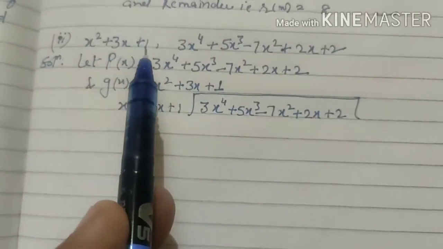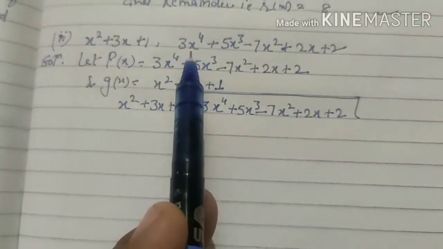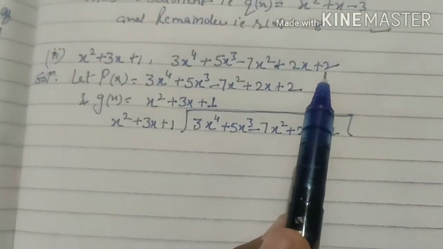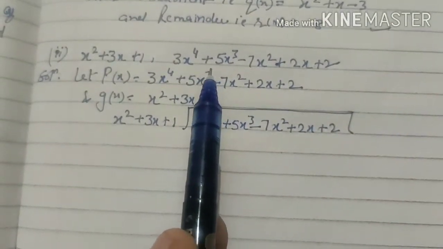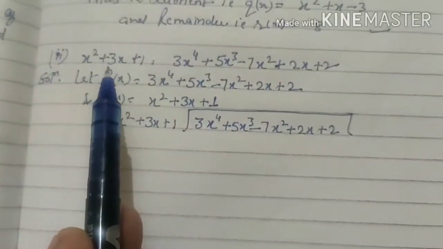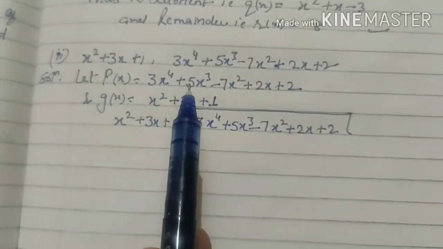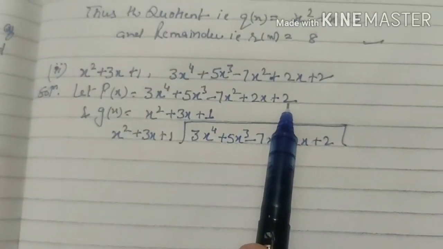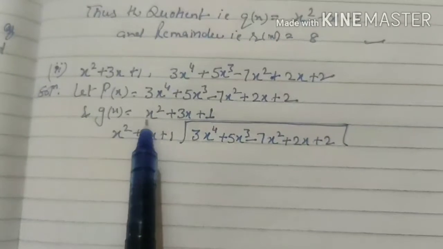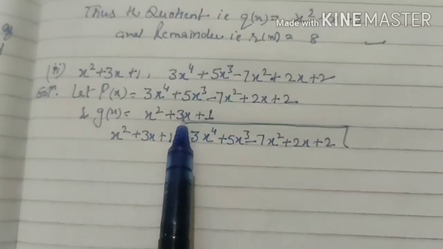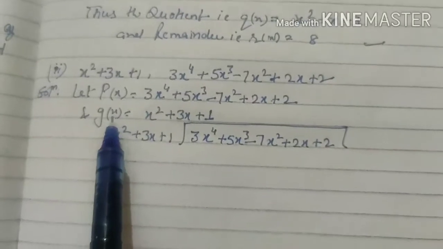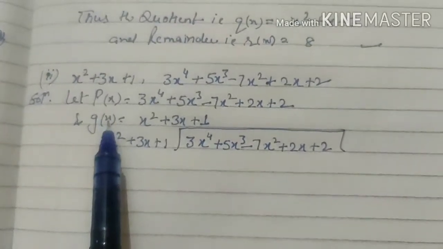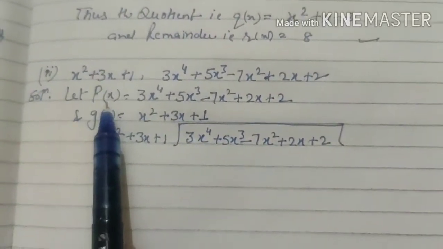x square plus 3x plus 1 as the first polynomial, and 3x raised to power 4 plus 5x cube minus 7x square plus 2x plus 2 as the second polynomial. So this is p(x), the dividend, and the first polynomial is the divisor. Let p(x) be 3x raised to power 4 plus 5x cube minus 3x square plus 2x plus 2, this is our dividend, and the divisor g(x) be x square plus 3x plus 1. Now we will divide p(x) by g(x) to check whether g(x) is a factor of p(x). If the remainder is 0, then g(x) is a factor of p(x). If the remainder is non-zero, then g(x) is not a factor of p(x).